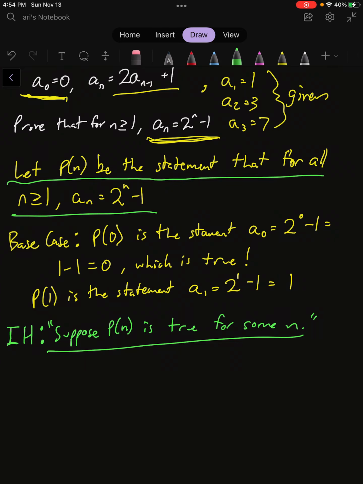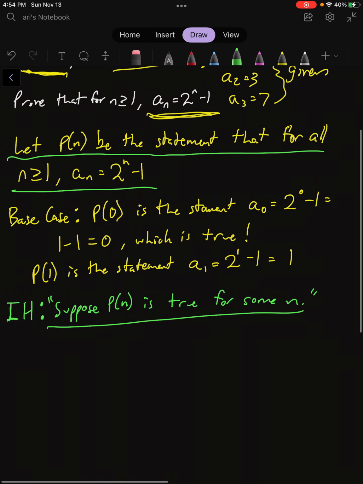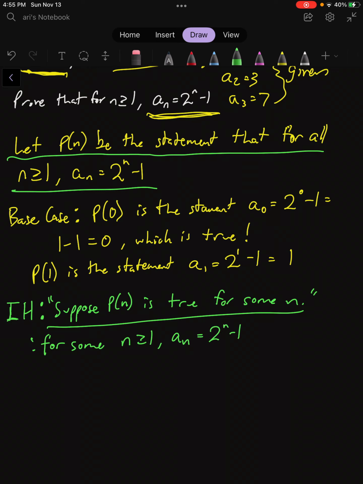So if you want to say it more explicitly, you could say that for some n greater than or equal to 1, a of n equals 2 to the n minus 1. And we're allowed to say this. I know I repeat myself so frequently, but it's important to understand why we're allowed to assume this inductive hypothesis. And it's because we have shown the base case.